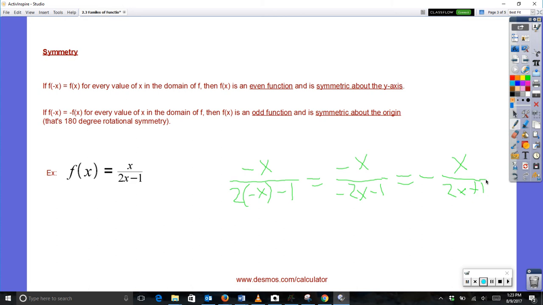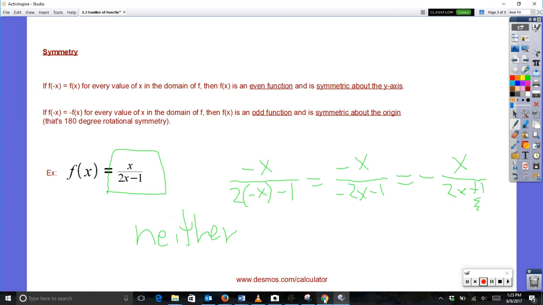Wow, that looks really close to being the opposite of that, right? Because there's a negative out in front of the whole thing, but not quite. That little plus 1 is not the minus 1 from the original, so it's not a complete opposite. Therefore, this one is neither. That's an option. You could be even, odd, or you could be neither.